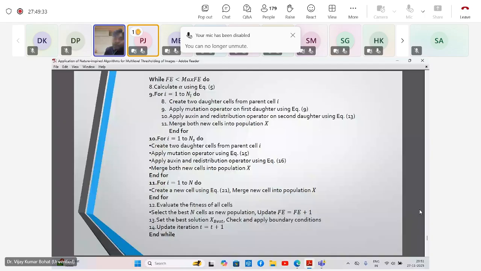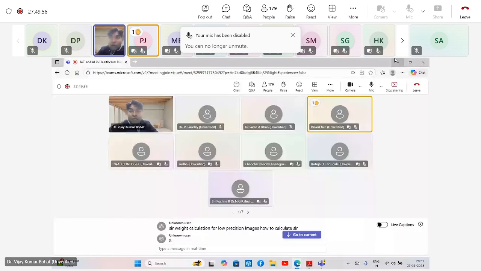So in every iteration, new cells keep on generating, and then we calculate the fitness of them, we take the movements, and when the fitness evaluations are over or the iterations are over, we report the best solution found so far. That's how the algorithm works. And the results of this algorithm, we have found the results.